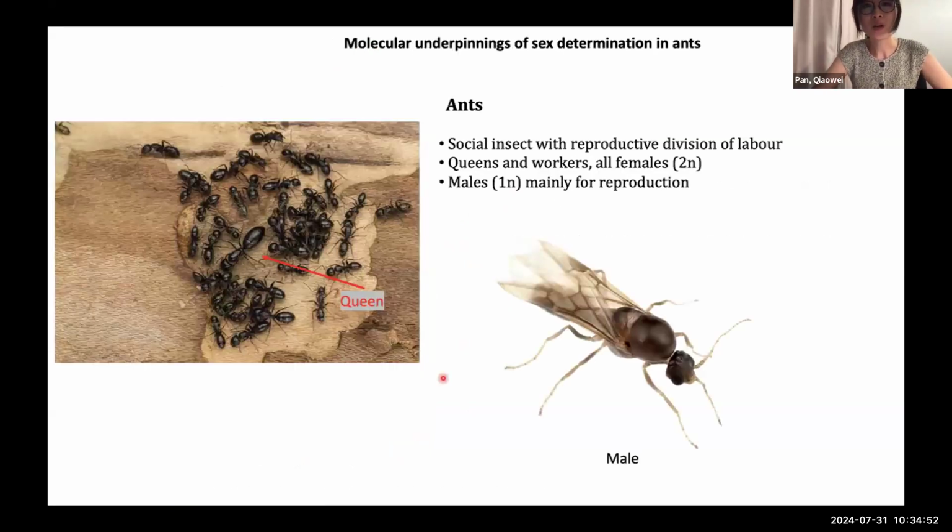We are interested in uncovering the molecular underpinning of sex determination in ants. I guess we have all seen an ant, either in nature or in our kitchen. Ants are social insects which are known for their reproductive division of labor. If you open an ant colony, you might find different types of individuals. There are individuals such as this one with a large abdomen. These are the queens, who are responsible for reproduction.